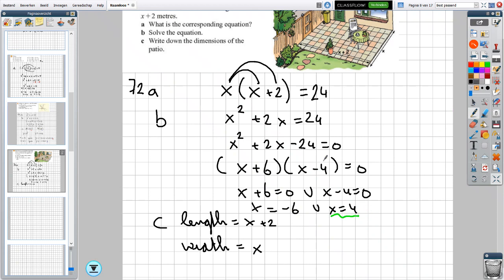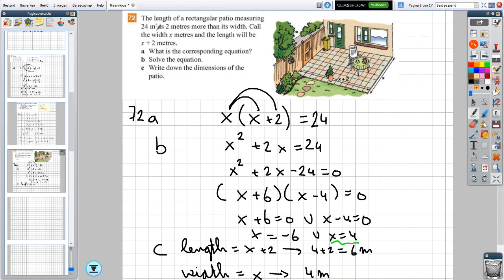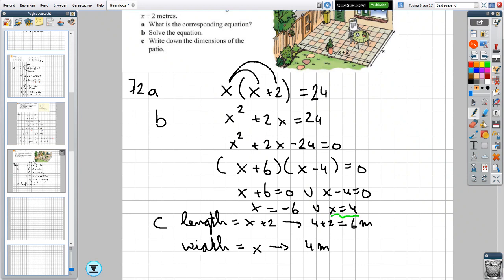We can only use x is 4 here, which gives us that the width is 4 meters. And which gives us here that the length is 4 plus 2. So 4 plus 2 is 6 meters. Which checks out, because if I now do length times width here, 6 times 4 is 24 square meters. Hey, that's the area that they gave us in the beginning as well. So that's how I could check that this is correct.